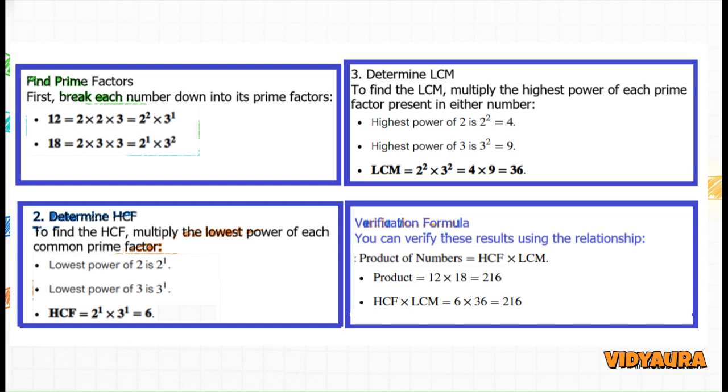For any two numbers, if you multiply their HCF by their LCM, you get the exact same answer as multiplying the two original numbers together. Let's check with our first example. The HCF of 12 and 18 was 6. Their LCM is 36. What's 6 times 36? It's 216. And what's 12 times 18? It's also 216. It's a perfect check every single time.